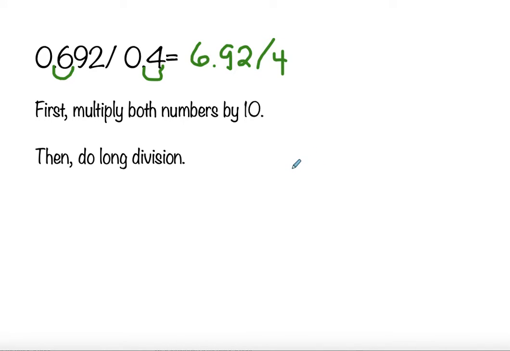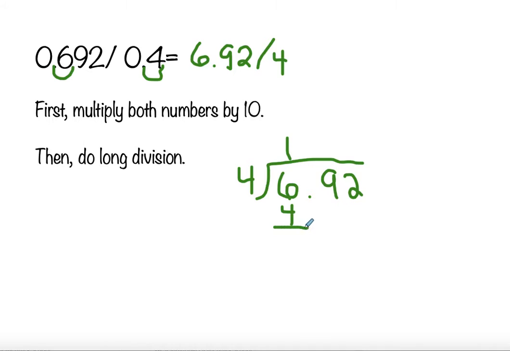And we're going to go ahead and do our long division now. 6 and 92 hundredths divided by 4. Ask ourselves, how many times does 4 go into 6? 1 time. 6 minus 4 is 2. Bring down the 9. We have 29. Now how many times does 4 go into 29? We should remember that 7 times 4 is 28.